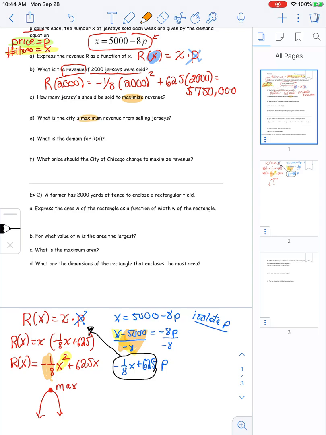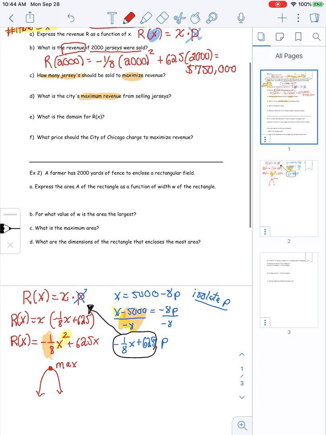Okay, the next two questions are talking about what is the maximum revenue, but they're worded differently. The first one is how many jerseys can we sell, or should we sell, to get the maximum revenue? The second question is actually asking for the maximum revenue.